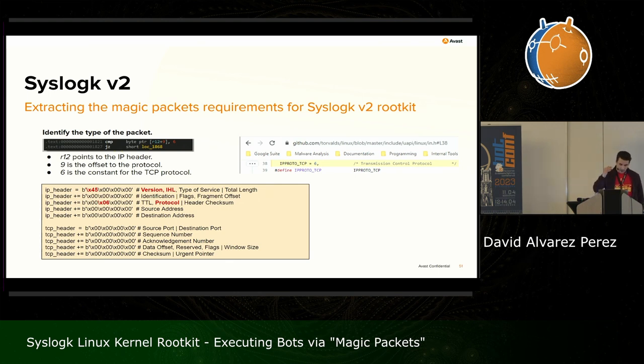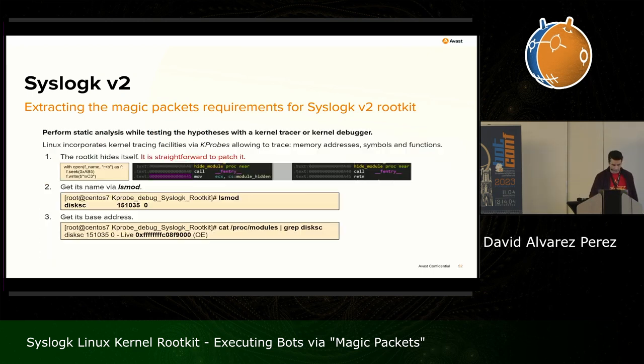On the top of the screen, you can see a disassembly in IDA. You can notice that R12 is pointing to the IP header, plus 9 offset is pointing to the protocol, and you can see the comparison against 6. If you take a look at the source code of Linux, you can see that 6 means TCP protocol. So we can extend the template for our magic packet to TCP.